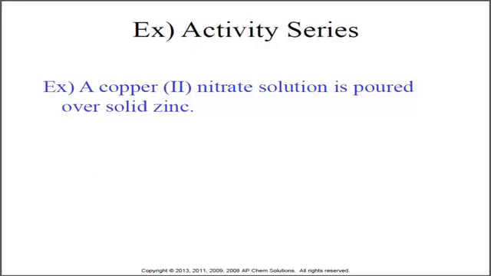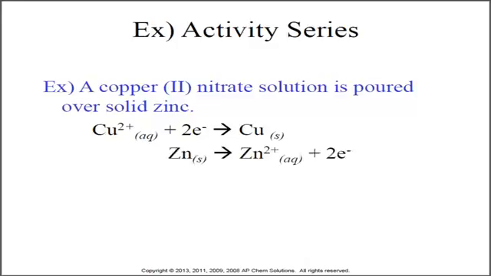Alright, here's an example. Copper(II) nitrate is poured over solid zinc. This type of problem can only be a redox reaction because the copper(II) is the only species that can gain electrons. So here is the half reaction for copper. Zinc is the only species that can lose electrons.